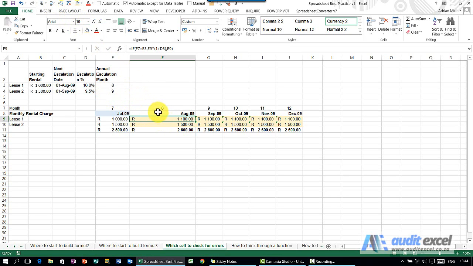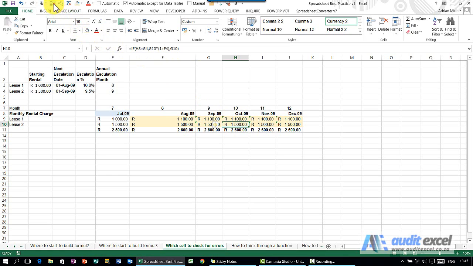As a rule, if you've made a formula and copied it across and down, do not look at the first cell. The first cell is bound to be correct. Only if you were pointing wrong would it be wrong. Rather, go a little bit to the right and maybe a few down. So let's look at that cell, and then look at the formula.